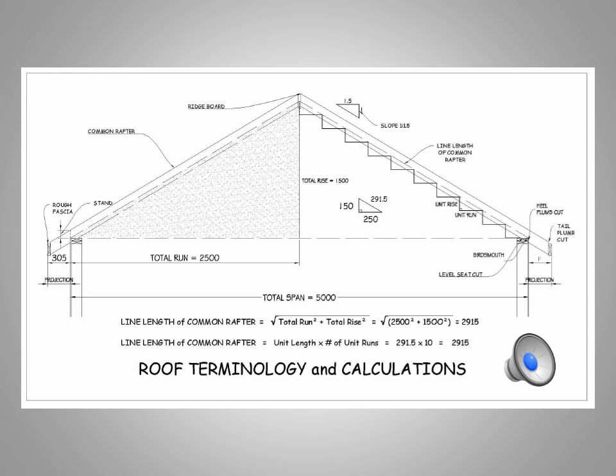Notice the projection in this diagram is to the outside of the fascia, and it's 305 millimeters. So when we go to cut a rafter in this case, we have to make sure then we adjust for the 1.5 inch thickness of the fascia board.